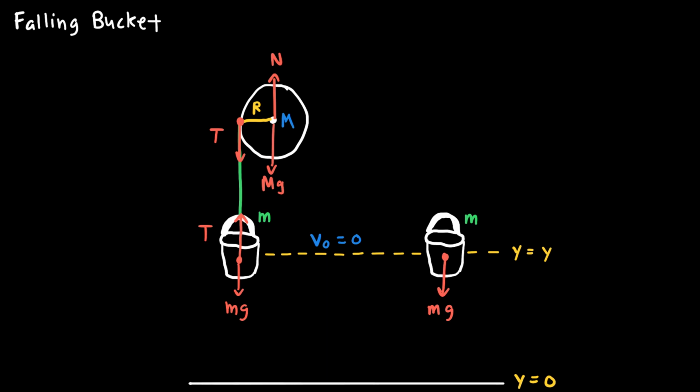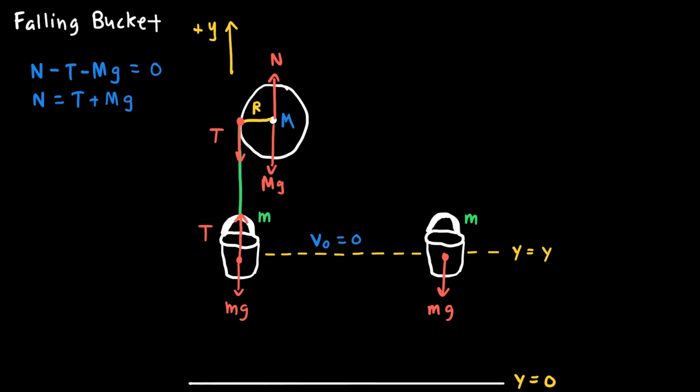And so now what I'd like to do is write Newton's second law equations for each of these objects. If the positive y direction is upwards, then the Newton's second law equation for the pulley looks something like N minus T minus mg equals 0. The acceleration is 0, so the net force should be equal to 0. And what this tells me is that the normal force should be equal to the tension plus the weight of that pulley.